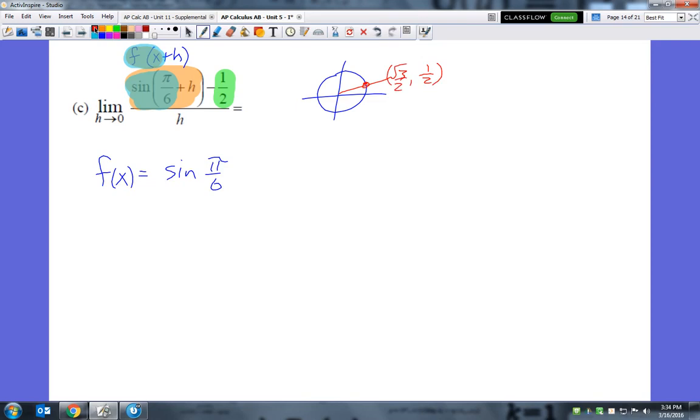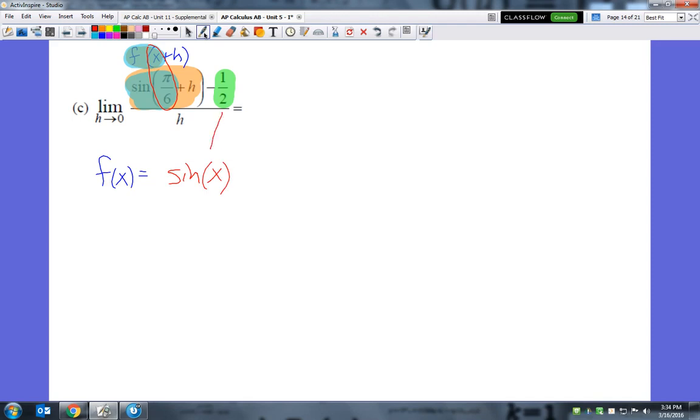We know that's not going to give us the right answer because if I take the derivative of yet another constant, I'm going to get 0. Again, it's not going to be 0. We need to make sure when we assign f of x that we have some kind of variable right there. Okay, so I'm going to see f of x plus h. Therefore, you should think this x lines up with that pi over 6. So I'm going to create it as sine of x.